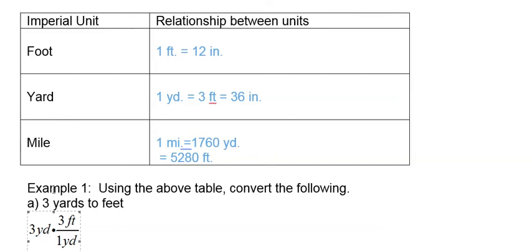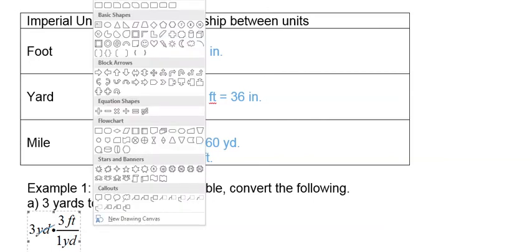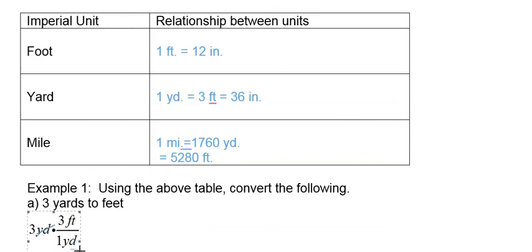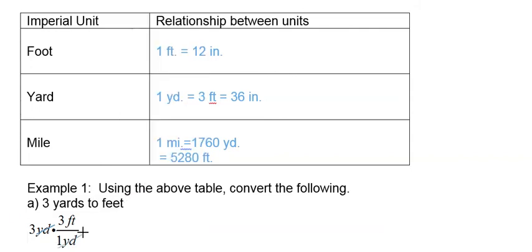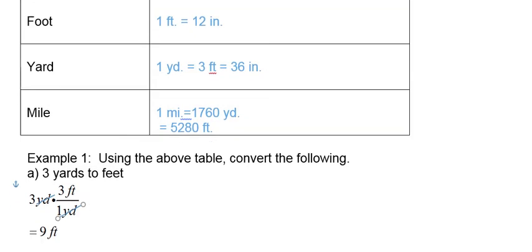yards can cancel. So we're actually going to put in a little line here. So yards on the top are going to cancel with yards on the bottom. Let me reinsert a line there. Right, so those cancel. So I'm crossing them out, they cancel out. So we end up with 3 times 3, yards have canceled, so our units are going to be feet. So 9 feet.